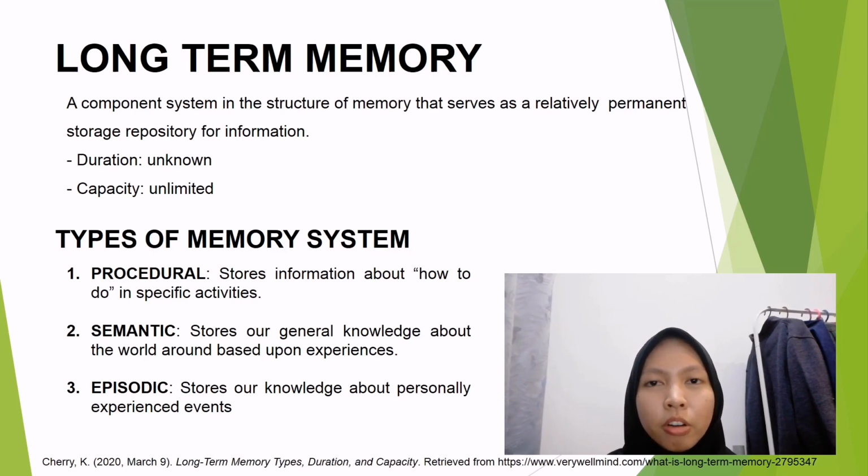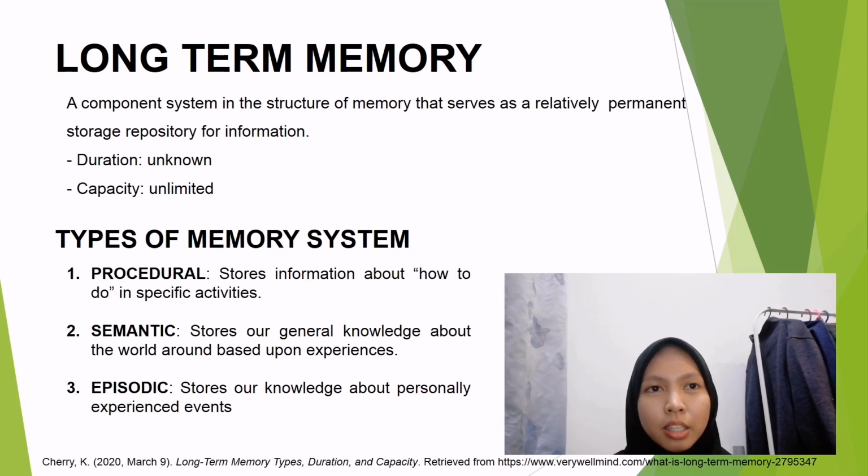Okay, the types of memory system are three. First is procedural. This stores information about how to do a specific activity. Procedural memory is the element responsible for knowing how to do things, and it is unconscious. For example, memory of motor skills, such as riding a bicycle and catching a ball.